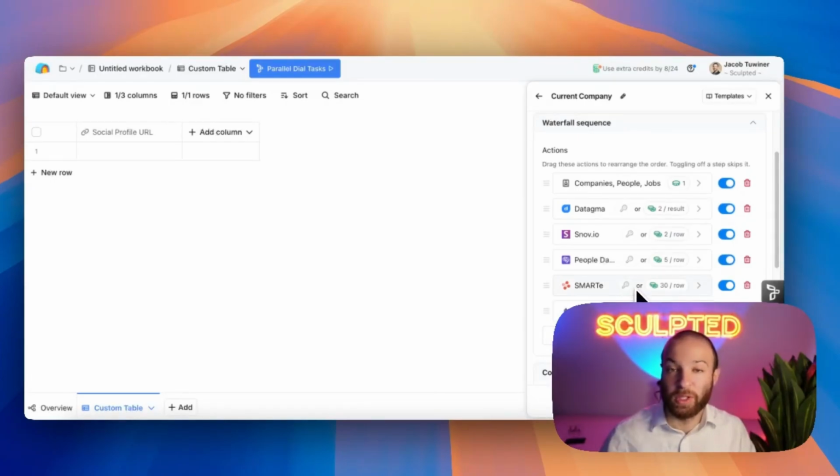enrichments willy-nilly. You really should be consulting an expert to ask which enrichments do I need, which ones do I not need, because they're going to recommend these in the waterfall for you. You really don't need to spend this much money on Clay enrichment credits. It's crazy. Don't do it.